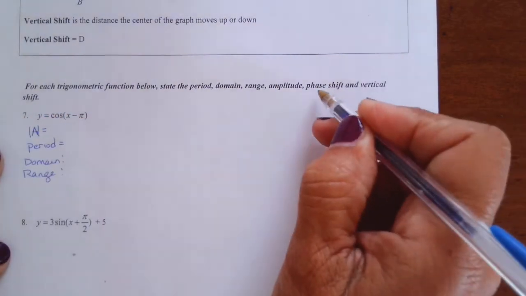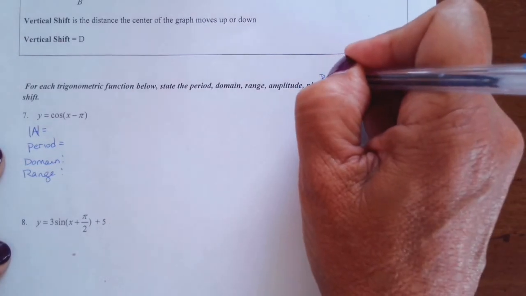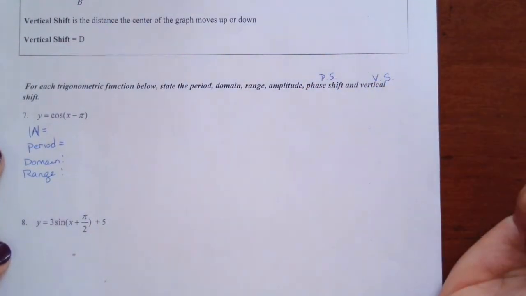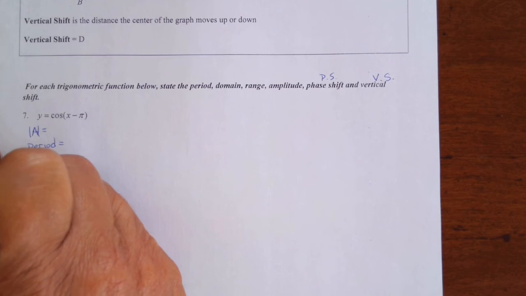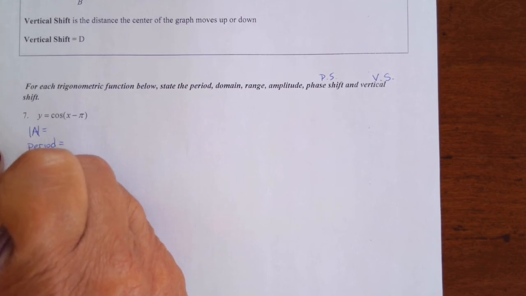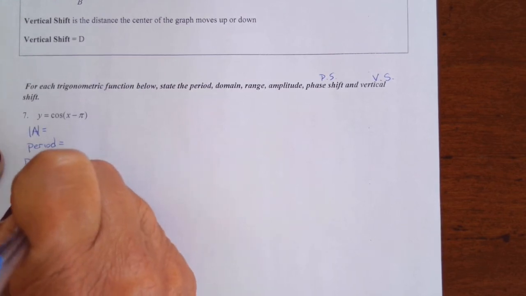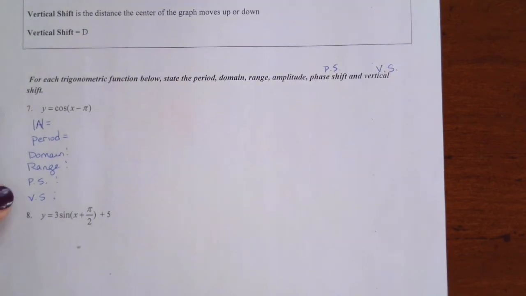And then we're going to do the phase shift, which I'm going to label PS, and the vertical shift VS, just so we can abbreviate. So we've got the phase shift and then the vertical shift. All right, so that's what we've got to do for all these problems.